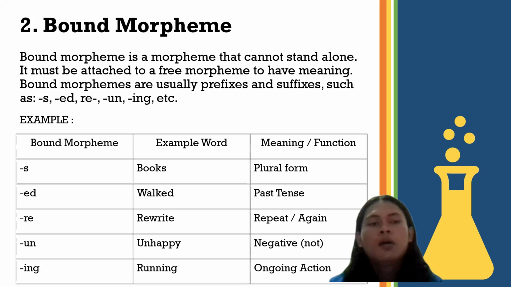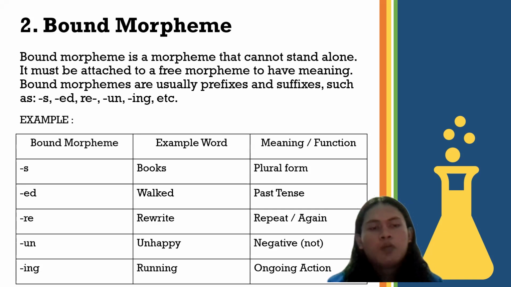For example, the bound morpheme is s. Example word is books, and the meaning or function is plural form. And next bound morpheme is ed. The example word is walked, and the meaning or function is past tense. And the morpheme is re. The example word is rewrite, and the meaning or function is repeat or again.